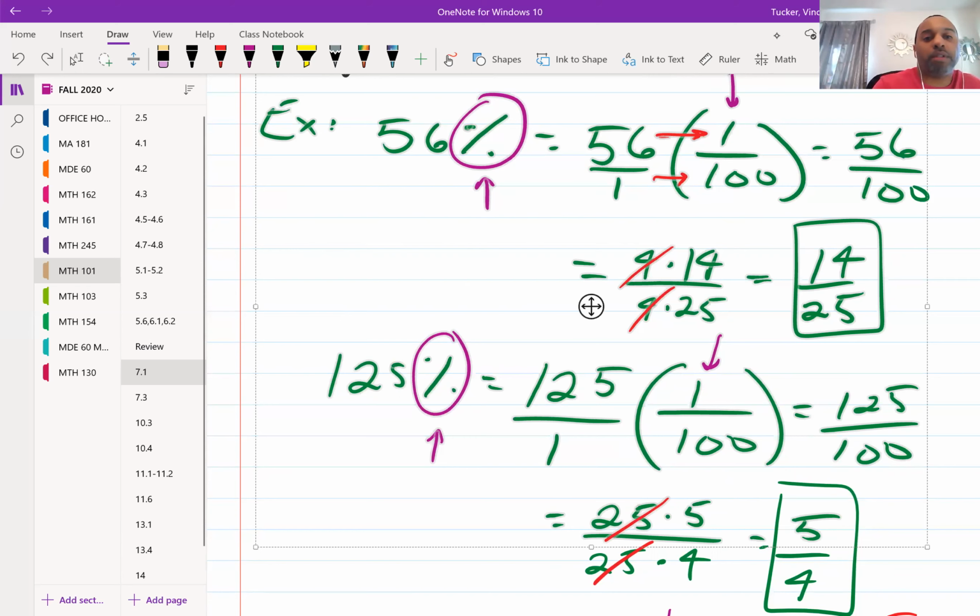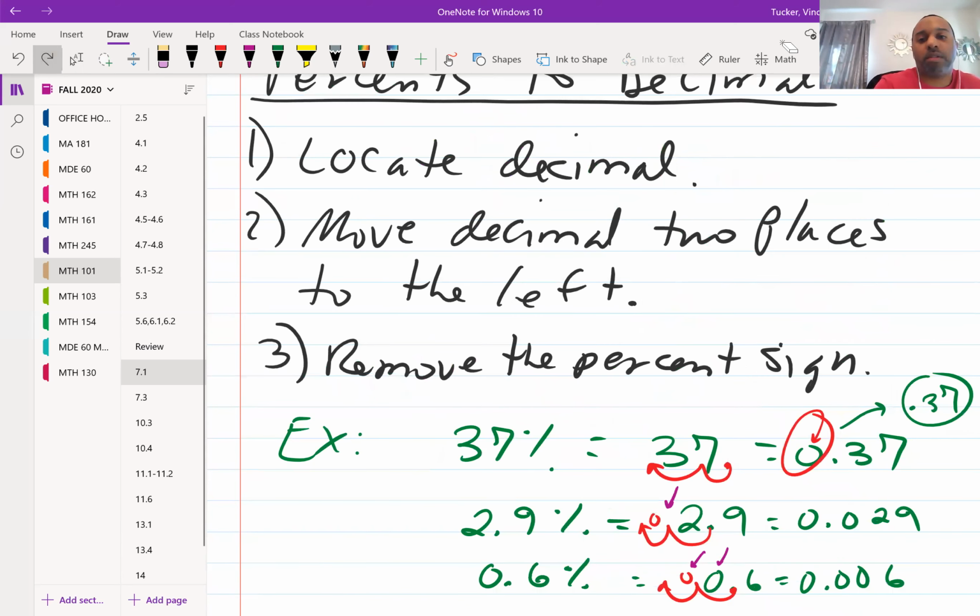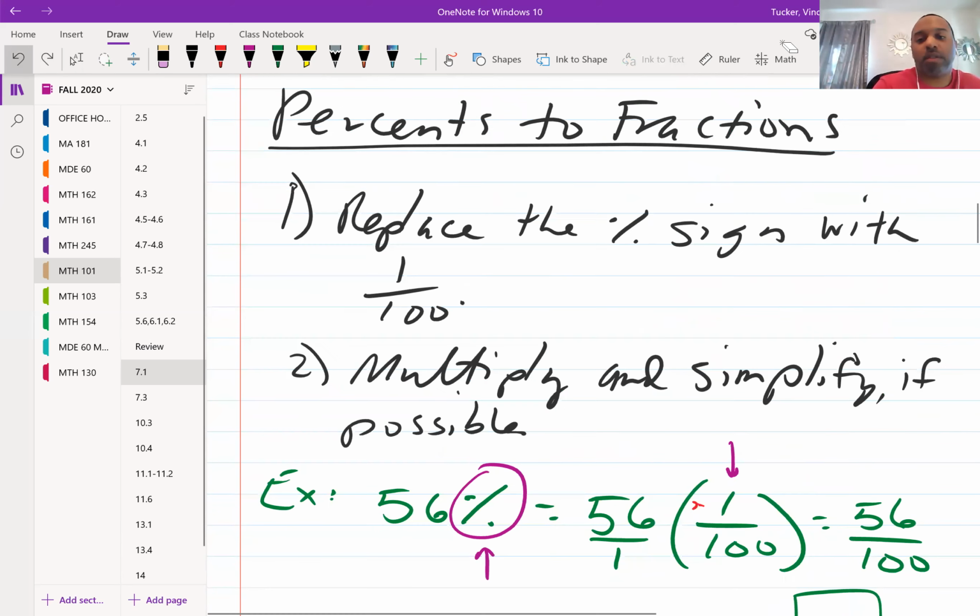Oh no, what happened here? Sorry about that. It jumped on me. All right, there we go.